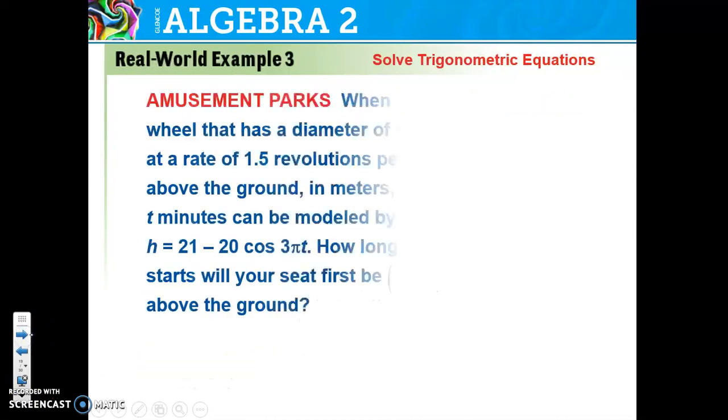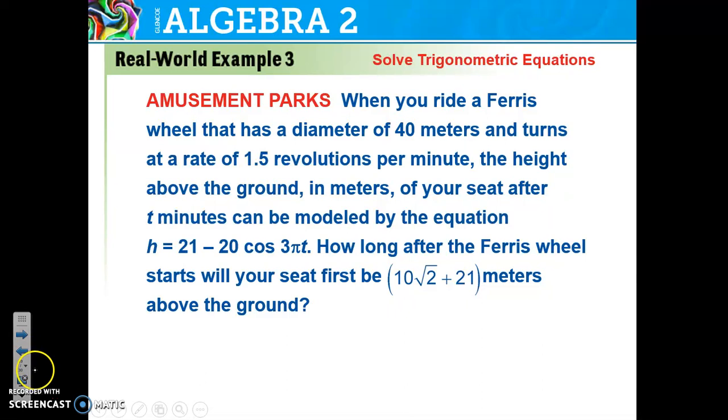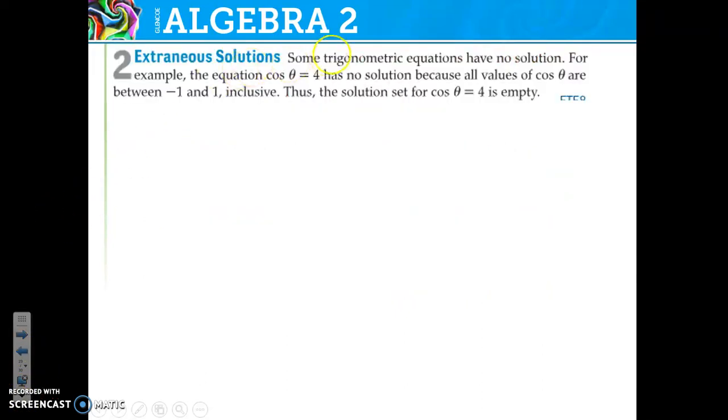All right, we're running a little bit out of time, so we're going to skip from example 3 and go to example 4, and we're going to talk about extraneous solutions. Some trig equations might have no solution. For example, if I'm asking you, what values can I plug into cosine to get 4? We know that's impossible because cosine only goes from negative 1 to positive 1, right? It can't go to 4. So this would have an empty set.